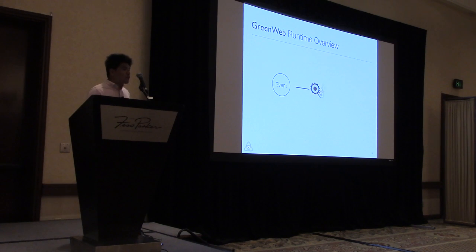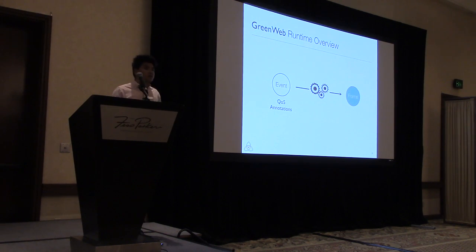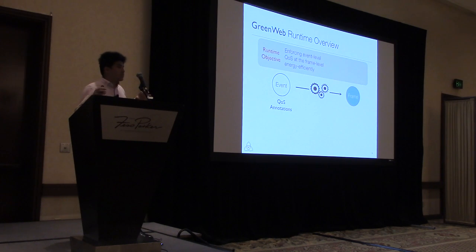So what the browser is doing is that whenever an input event is coming in, it receives, handles, and goes through a sequence of processing to produce frames, because frame updates are what is ultimately perceivable to end users. Now, obviously, with GreenWeb, each event can be annotated with some QoS information. So the high-level objective of a GreenWeb runtime is to take the QoS information at the event level and to enforce it at the frame level in an energy-efficient way.